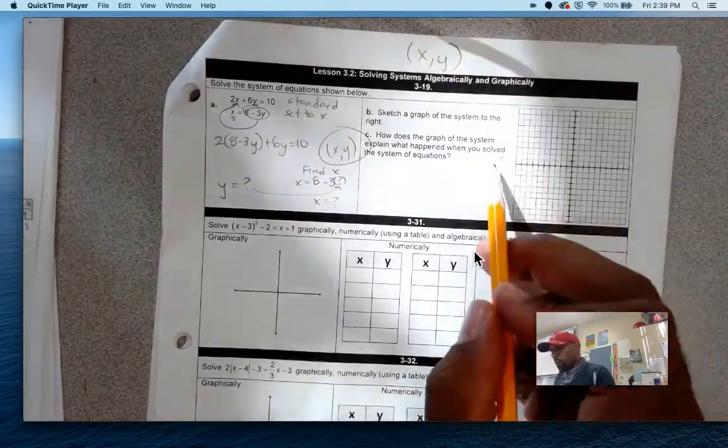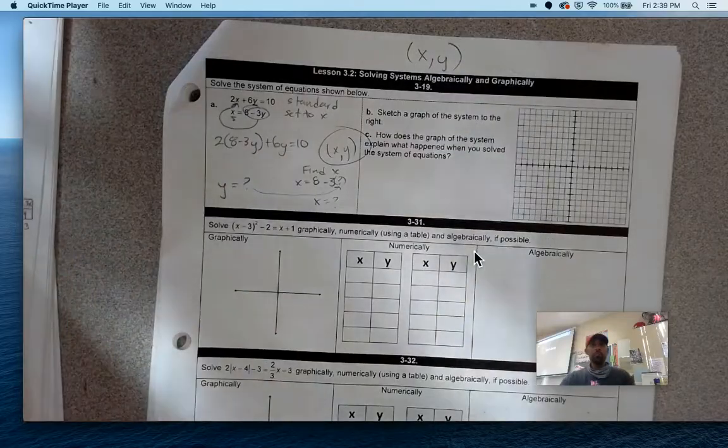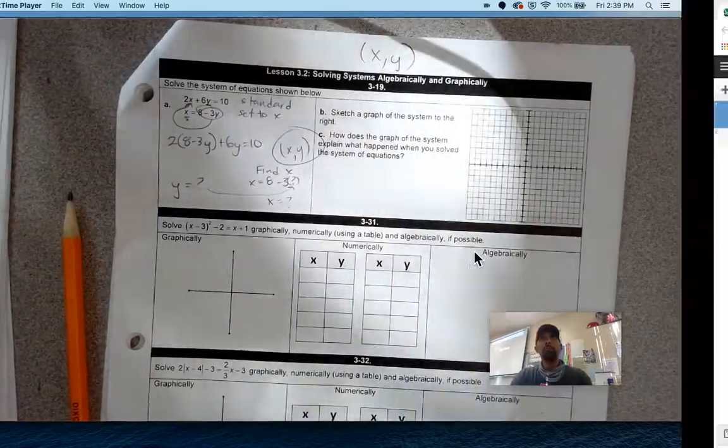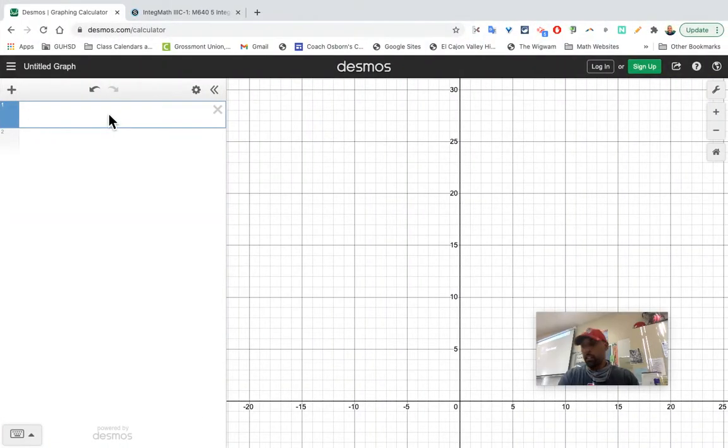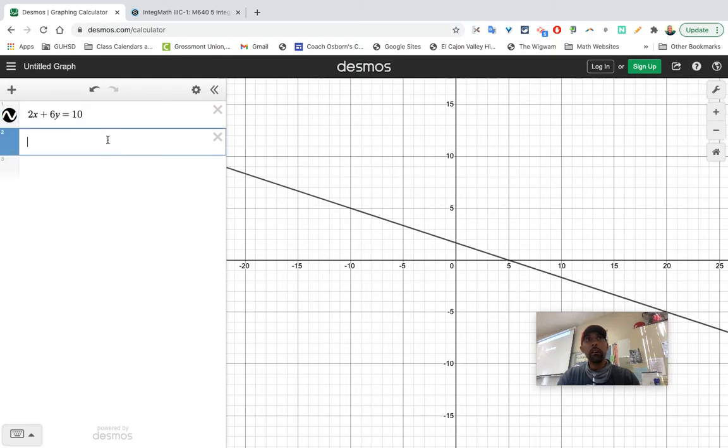Okay, so now for sketching the graph, what you guys can do is actually just go to Desmos. Let's say I'll just type the equation, okay? So I've got 2x plus 6y equals 10. All right, so there's that graph down there. Okay, and then the other one is x equals 8 minus 3y. All right, so there's the other graph.